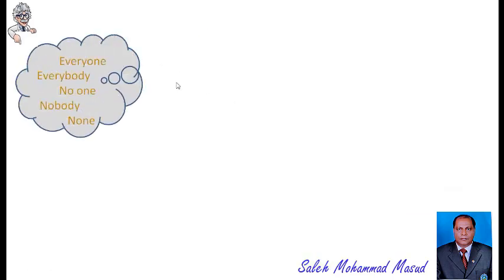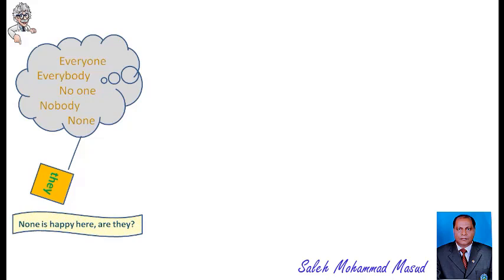Now, there are some words which are replaced by specific pronouns for making tag questions. We should follow this. Here are some words: everyone, everybody, no one, nobody, none. These words are replaced by the pronoun they. Here's an example: None is happy here, are they? Again.